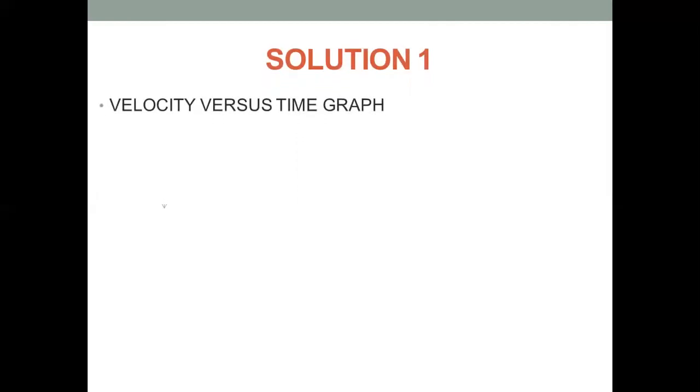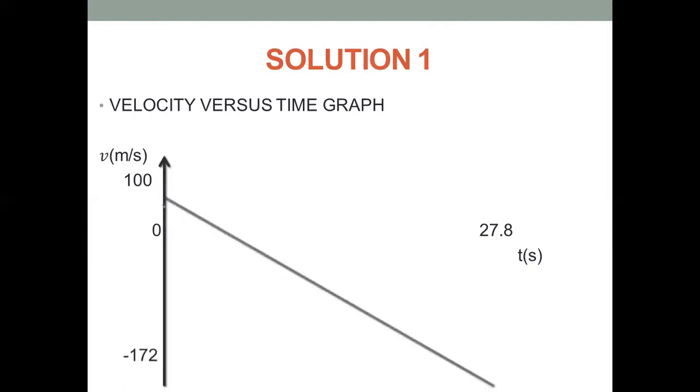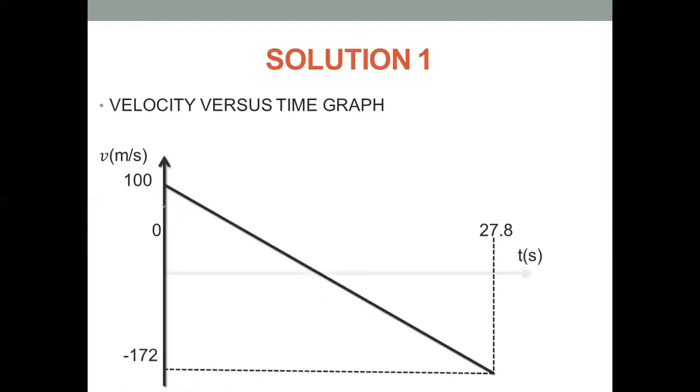So we draw a velocity time graph. So that is our title there, velocity time graph. Along the vertical axis, the y-axis, we have v in meters per second, then along the x-axis we have t in seconds. So this is how the sketch looks.